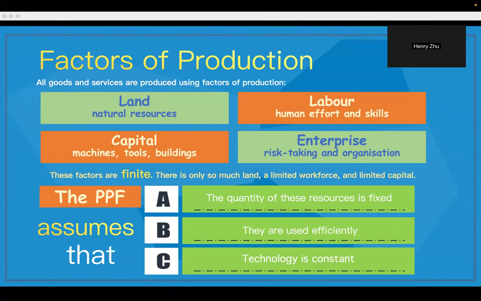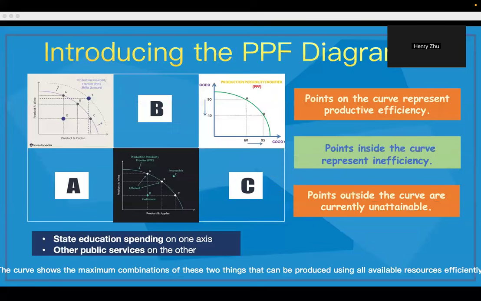Crucially, these factors are finite. There is only so much land, only so many workers, and there's only so much capital. This limitation is what creates the boundary of the PPF.